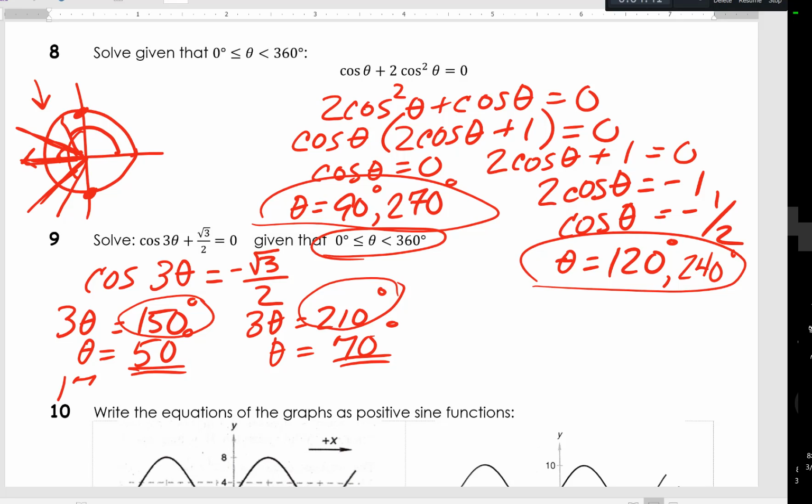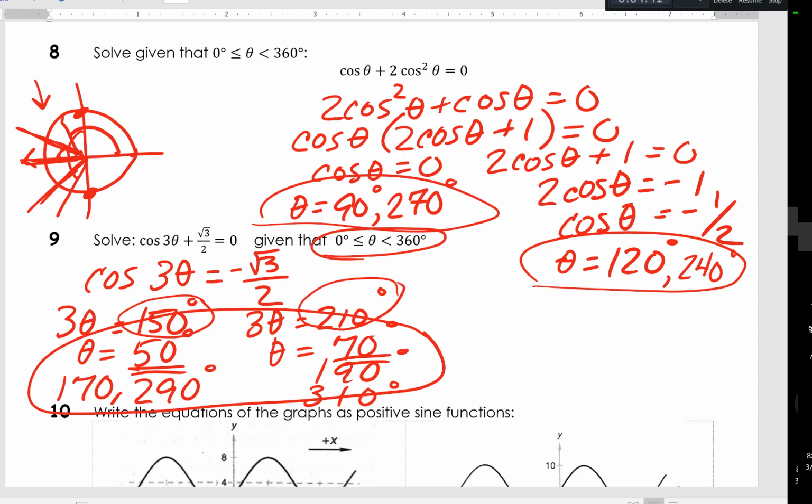So if you add 120 to 50, you get 170. And if you add 120 to 170, you get 290. And then if you add 120 to 70, you get 190. And if you add 120 to 190, you get 310. So those are all the possible values for theta.